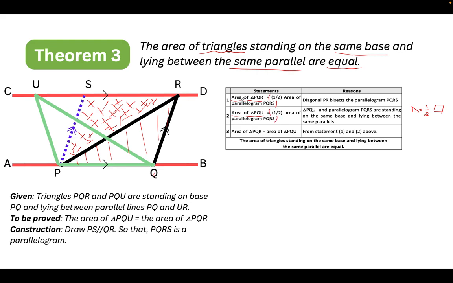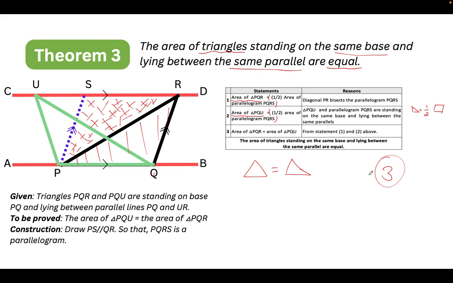Now taking the left part of the two statements, the area of triangle PQR is equal to the area of triangle PQU. So from statements 1 and 2, triangles standing on the same base and between the same parallel lines are equal in area. So this is theorem number 3, what we have proved. Now these are all the theorems that we need to learn.